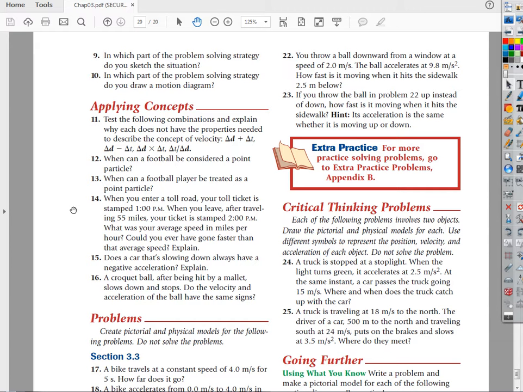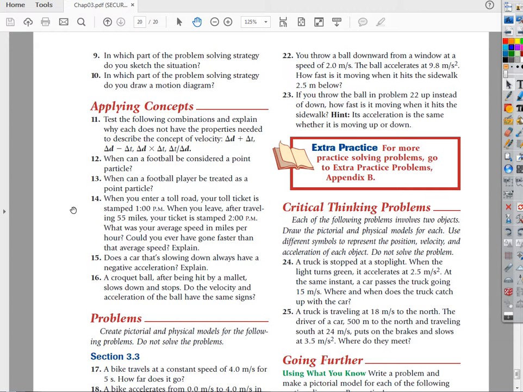Could you ever have gone faster than that average speed? Well, yes, and slower as well. Okay, are you on a train? I assume you're in a car. In a car. Okay, how could you have gone faster? What do you think? Peter, go ahead. What do you got? Press on the gas pedal. Yeah, there you go. Press on the gas pedal.